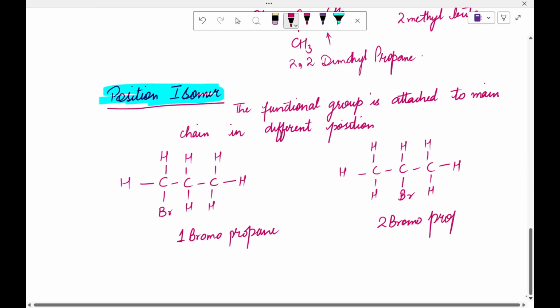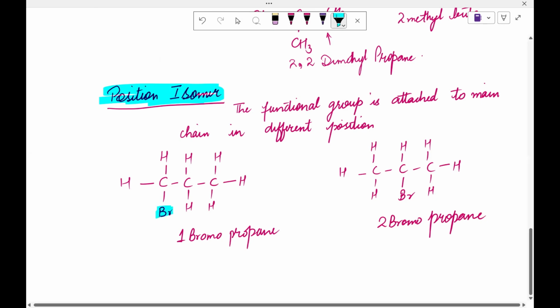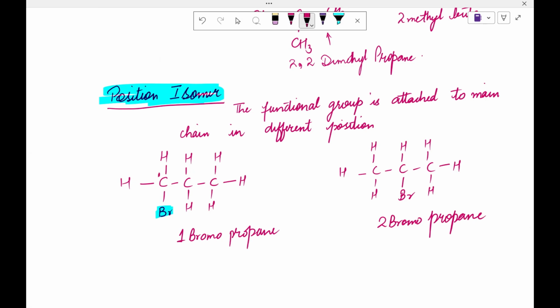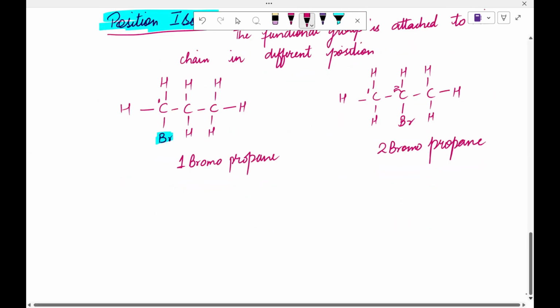Now you are going to see one thing, that the position of the functional group is different in these isomers. This was present at carbon 1. We are going to count it from here because the functional group is near the left-hand side, and we can count it from anywhere. So it's 1, it's 2. So it's basically 2-bromopropane. And here the bromine is attached to carbon 2. So this is an example of position isomer.